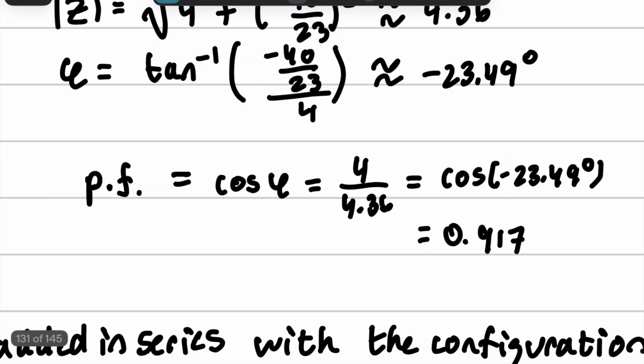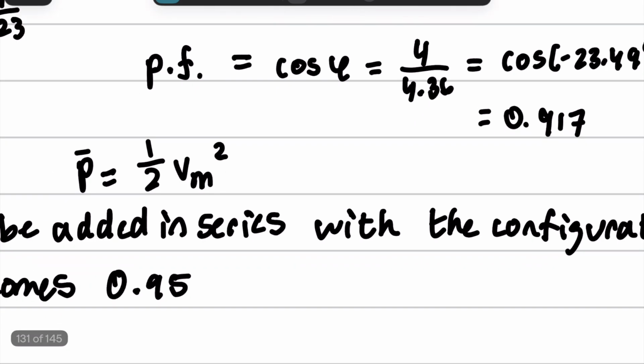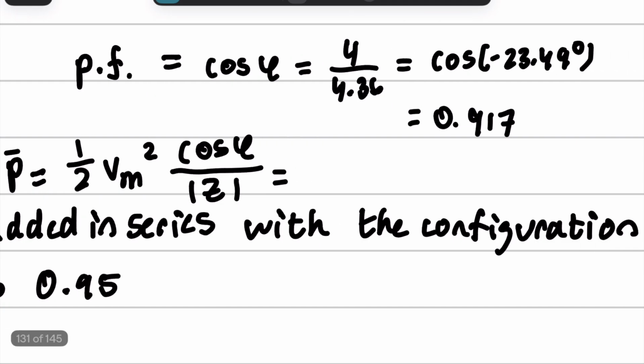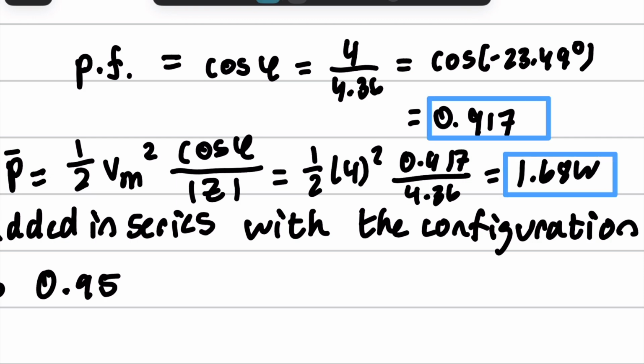0.917. And now that we have the power factor, we can find the power average by using our formula. This time we're going to use the voltage version, the Vm squared one, with the power factor on top right here and the magnitude down bottom. And plugging everything in, we get about 1.68 watts. And that's the first part.